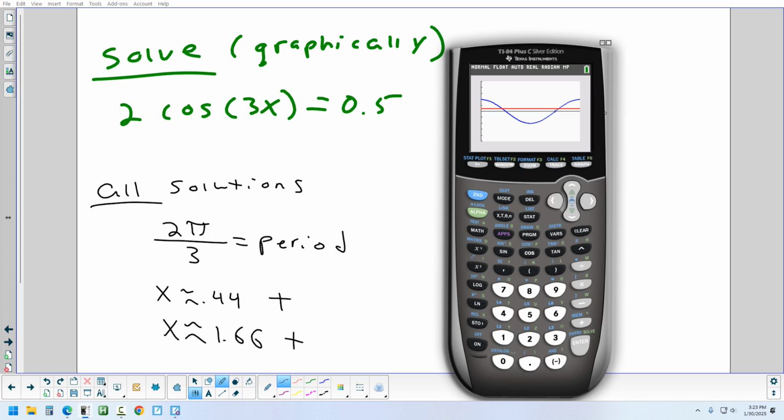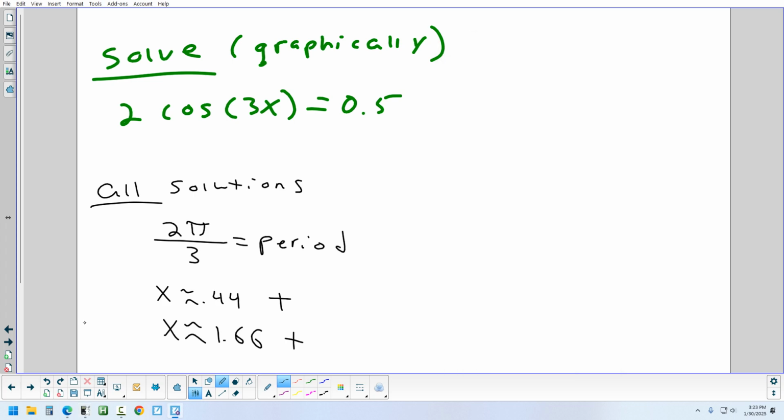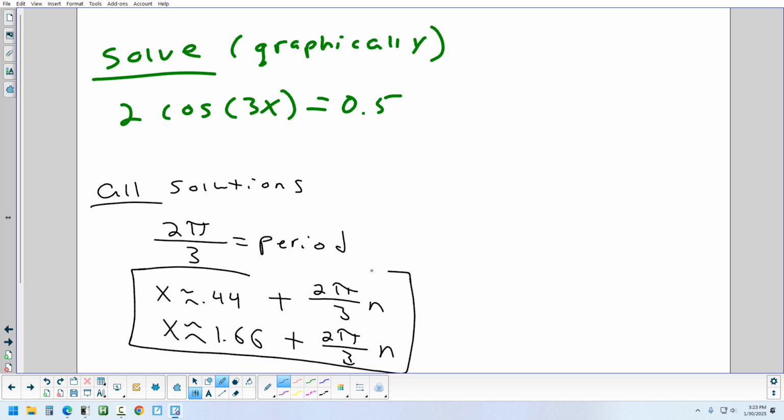So since we can add the period or subtract the period as many times as we want, what do we put here to say that? Yeah? 2 pi over 3n. You can add any multiple of the period to the first answer and any multiple of the period to the second answer. And that's how you find all solutions. So any question on the difference between finding specific solutions in a window or all solutions? You should know both. Okay.